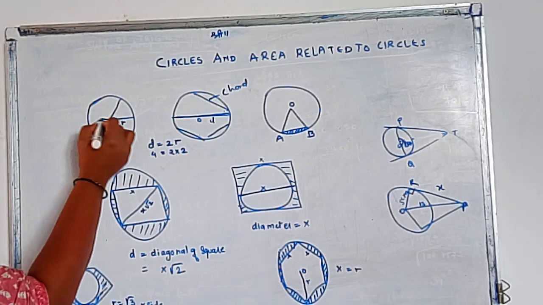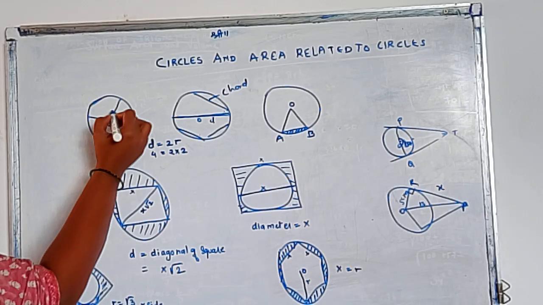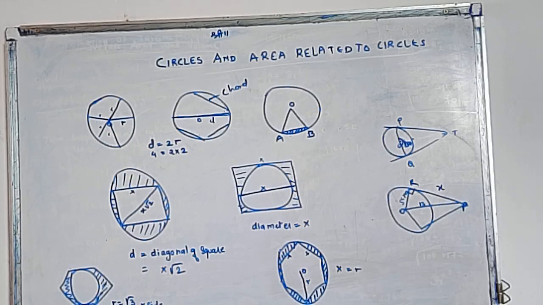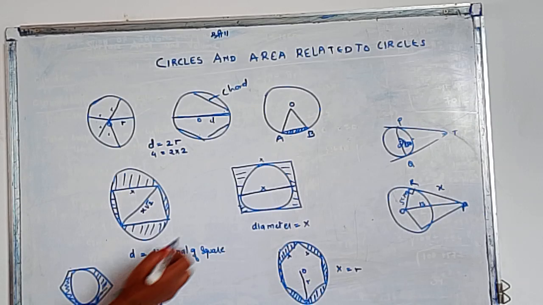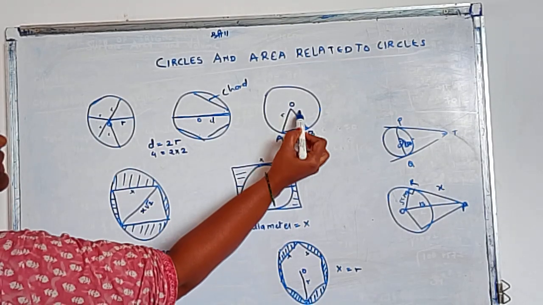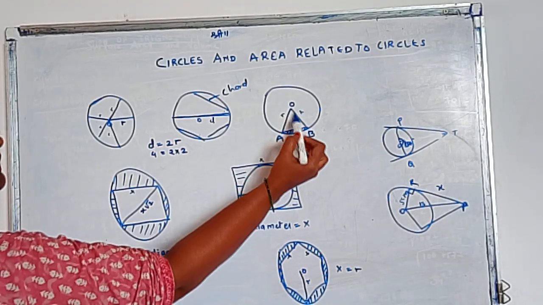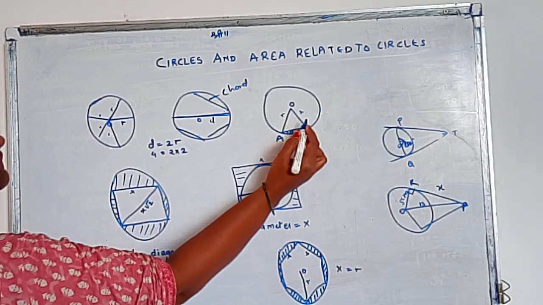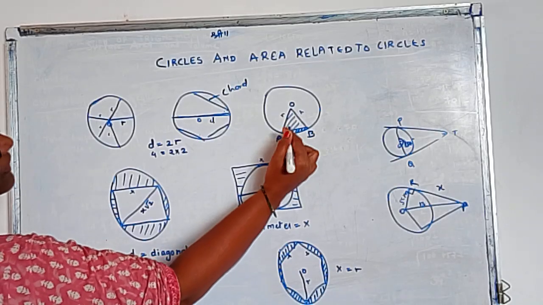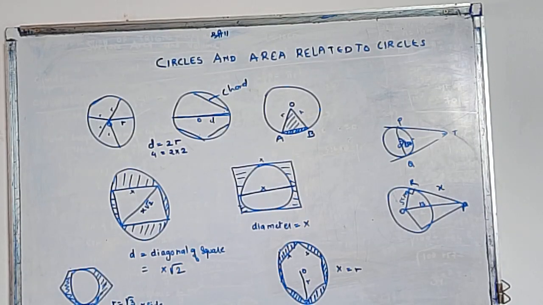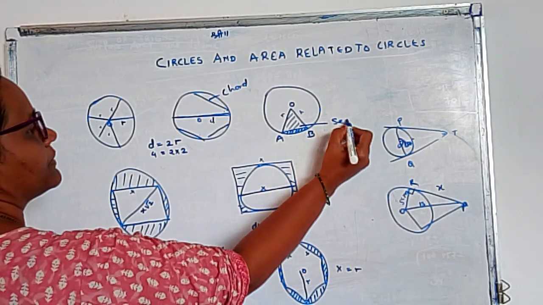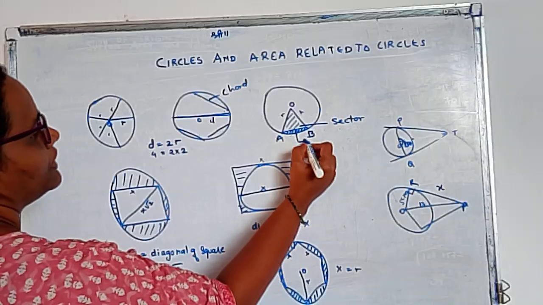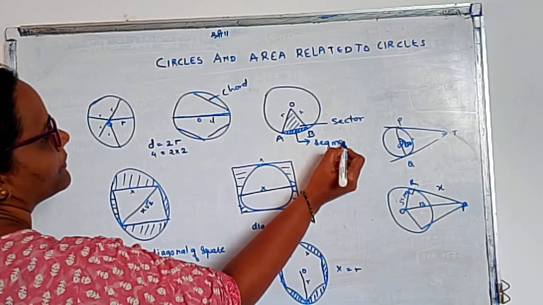All the radii of a circle are always equal. This is R. Radius R of the same circle is equal. Now if these are two radii, R and R, a line passing from the center to the arc is called radius. If these two radii meet in a V form at the arc and we join this section, this is called a sector. Without joining also it is called a sector. And this small little part is called segment.